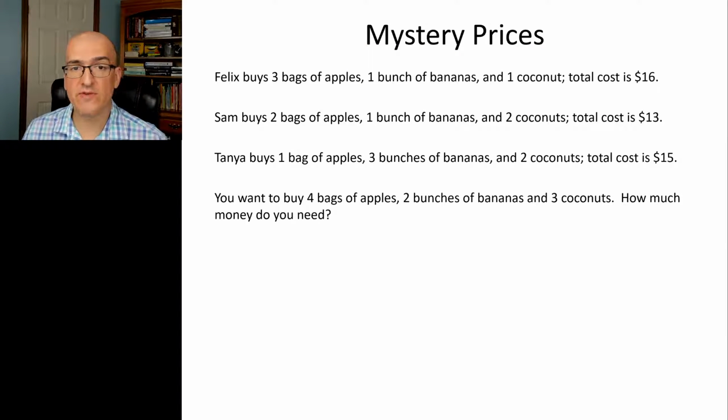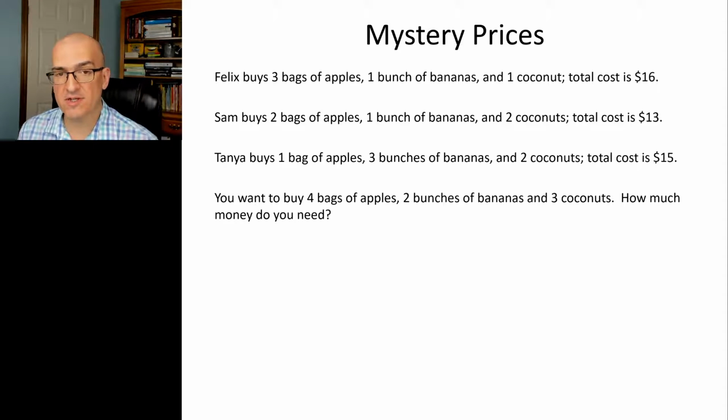Before doing that, I'm going to give you a concrete example that gets a little bit into what we're talking about with these problems. This is a puzzle. We have three different characters buying different grocery lists. We know what they bought, we know what the total bill is, but we don't know how much each thing costs. So Felix, with 3 bags of apples, 1 bunch of bananas, and 1 coconut, has a total bill of $16. Sam, different list, 2 bags of apples, 1 bunch of bananas, 2 coconuts, 13. Tanya, 1 bag of apples, 3 bunches of bananas, and 2 coconuts, total 15.